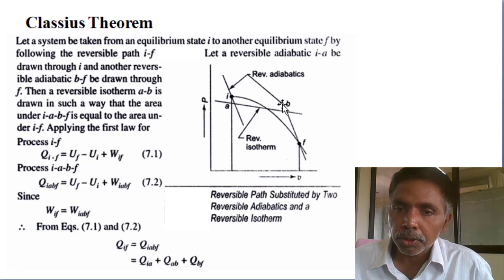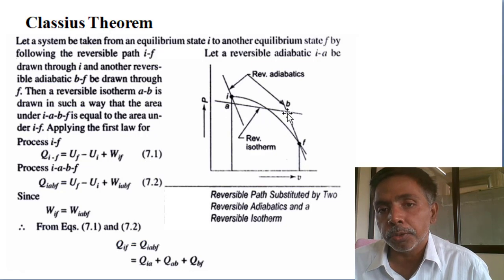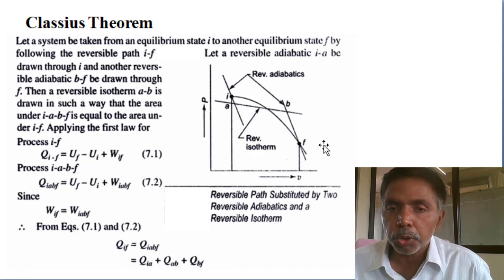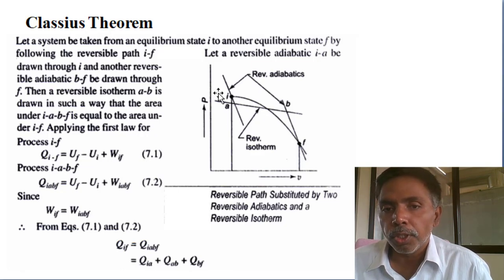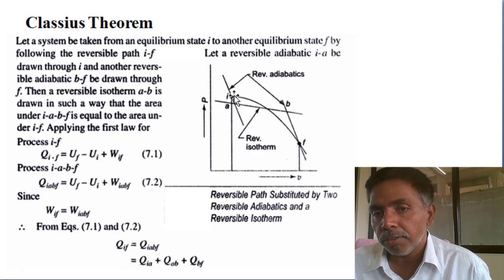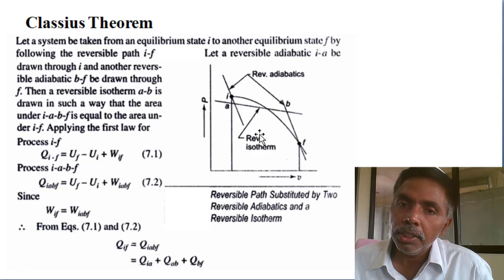Here, two adiabatic processes, B to F and I to A, are introduced parallelly, and A to B, one isothermal process, is introduced. So the unknown I to F is substituted by the known I A B F. I know the adiabatic process, I know the isothermal process. But what is the condition? The summation of the area of the known processes under the curve and the area of the unknown process must be equal.